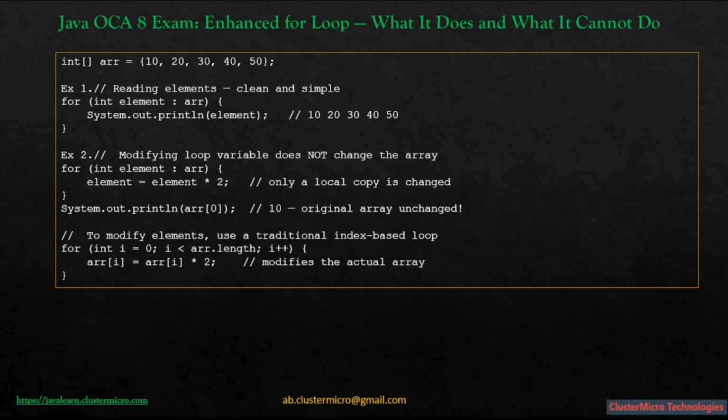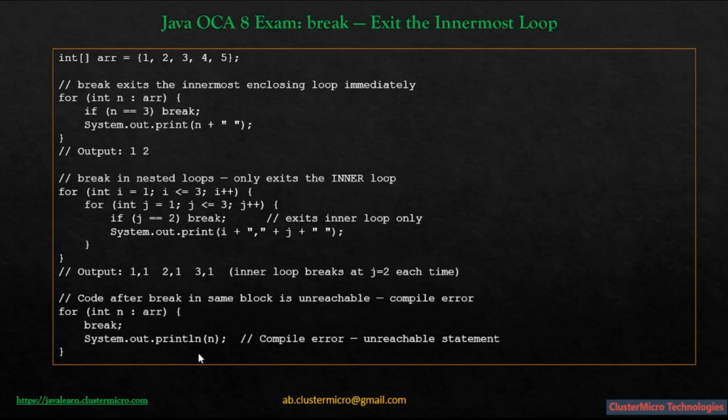The break statement immediately terminates the innermost loop in which it appears. When break is executed, the loop stops running and control moves to the first statement after the loop. Say in a for loop, for int n colon array, if n equals 3 break, System.out.print n. What is the output? The output is 1 and 2. You are iterating over the array, so it prints 1, 2, but the third value of the array is 3. So that reaches the condition n equals 3, and then there will be a break. It will come out of the for loop, okay?